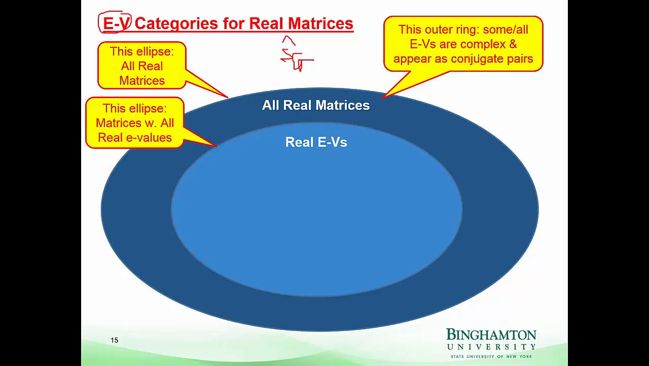Let's add in all those that have real eigenvalues. So this whole ellipse here is matrices with all real eigenvalues. Now, if we look at this outer ring here, just apart from here out, some or all eigenvalues of those out there are complex and appear as conjugate pairs. Okay?